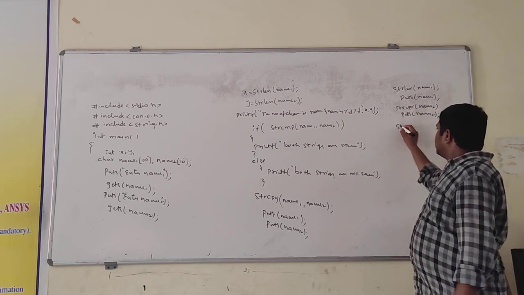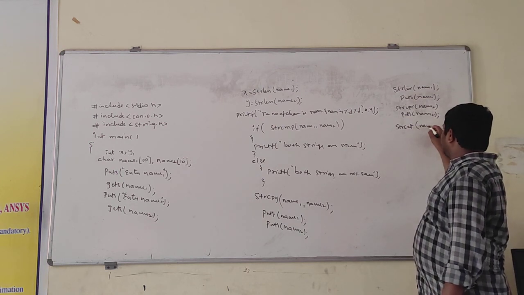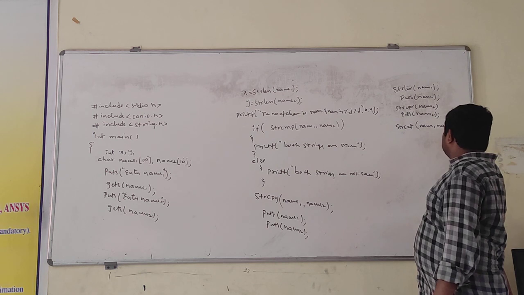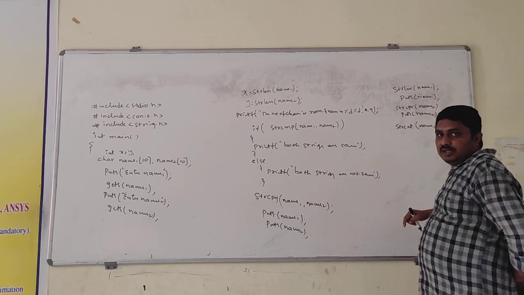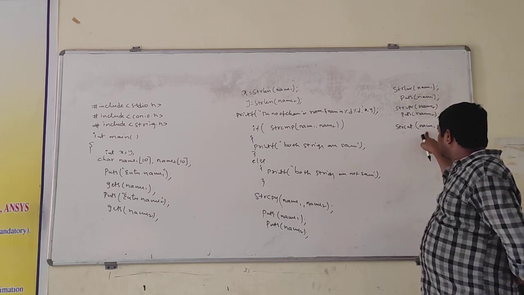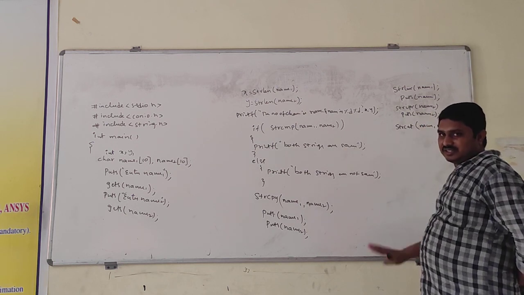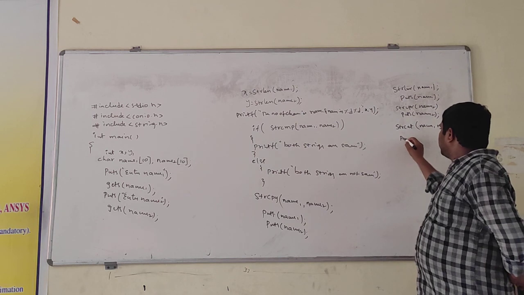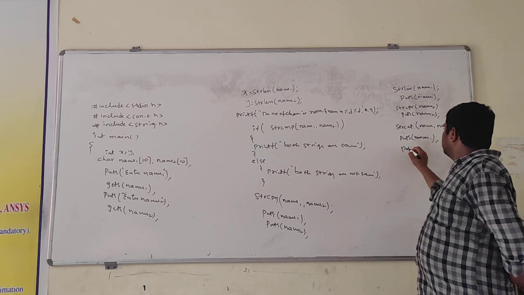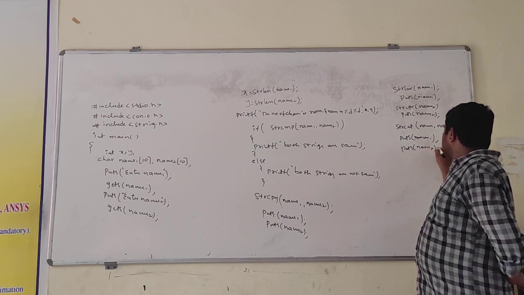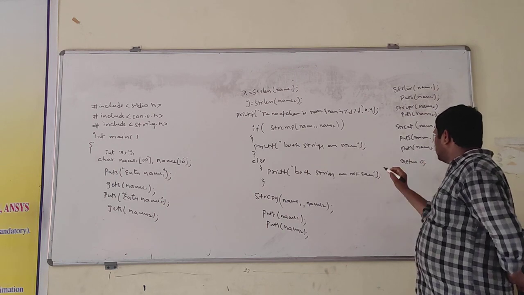Next, strcat, string concatenation. strcat of name1, comma name2. That means name2 is attached to name1 and name1 is changed to name1 plus name2, and name2 is never changed. That is the same. So here also I am printing puts name1, puts name2. Okay. Finally, return 0, main close.